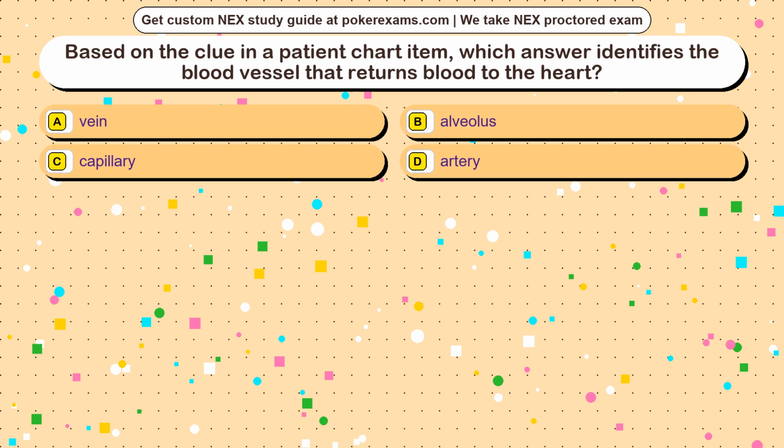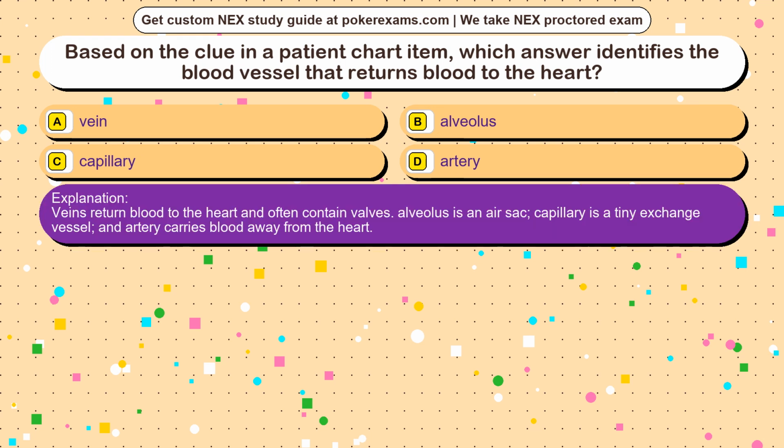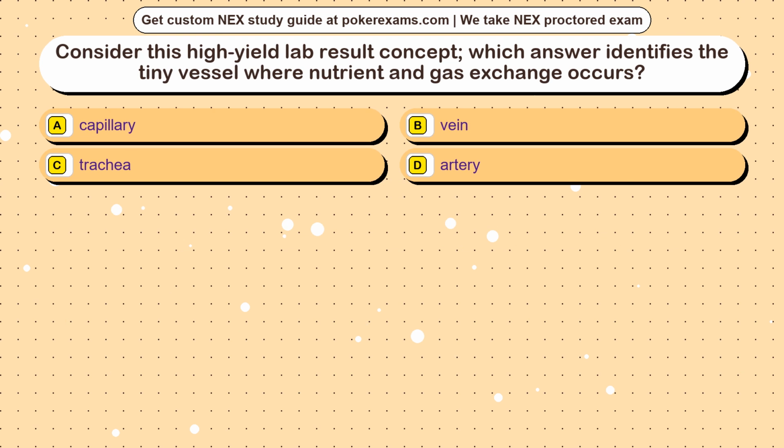The correct answer is option. Veins return blood to the heart and often contain valves. Alveolus is an air sac, capillary is a tiny exchange vessel, and artery carries blood away from the heart. Question 18. Consider this high-yield lab result concept, which answer identifies the tiny vessel where nutrient and gas exchange occurs? Option A, capillary. Option B, vein. Option C, trachea. Option D, artery.